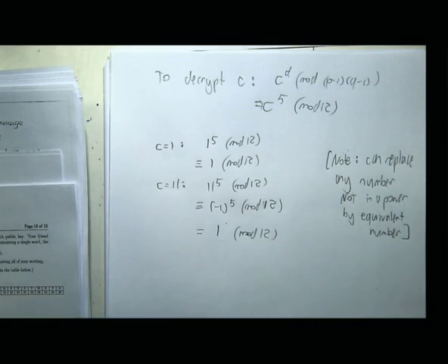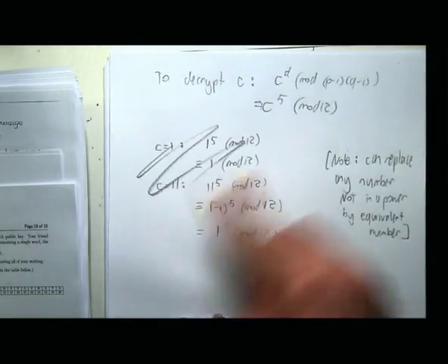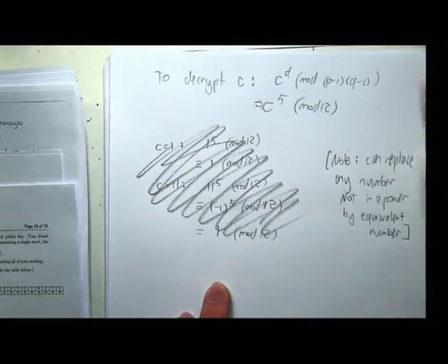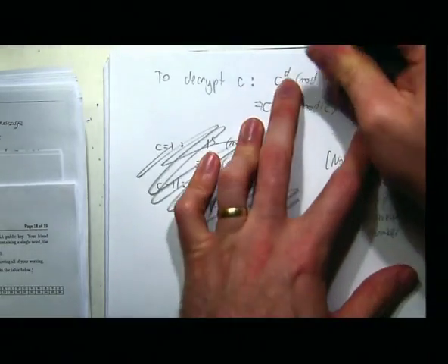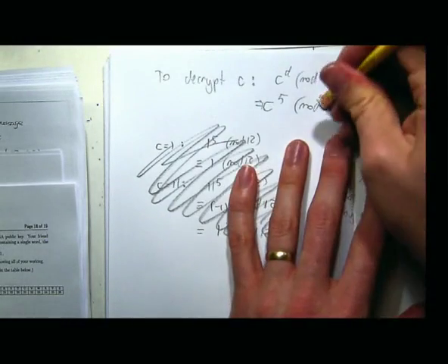So I might have done something wrong. Has someone got the solutions? Oh, is it mod 21? You're right, it's mod 21. Curses. Sorry about that. It's not mod (p minus 1)(q minus 1), is it? It's mod n. Thank you.